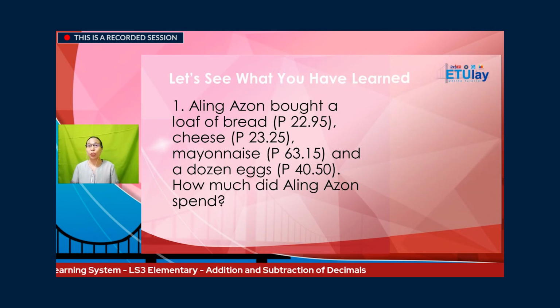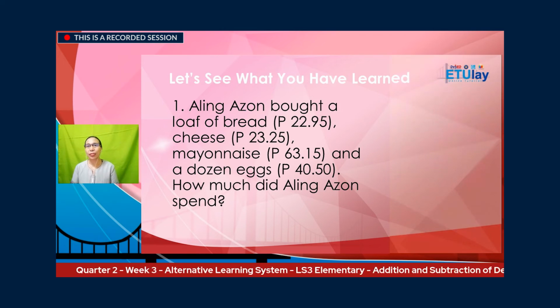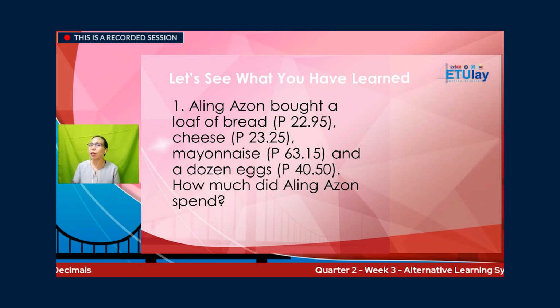Let's see what you have learned from our lectures for today. Number 1. Aling Ason bought a loaf of bread, 22.95 pesos. Cheese, 23.25 pesos. Mayonnaise, 63.15 pesos. And a dozen of eggs, 40.50 pesos. How much did Aling Ason spend?